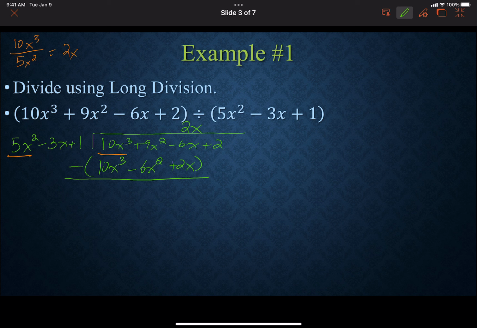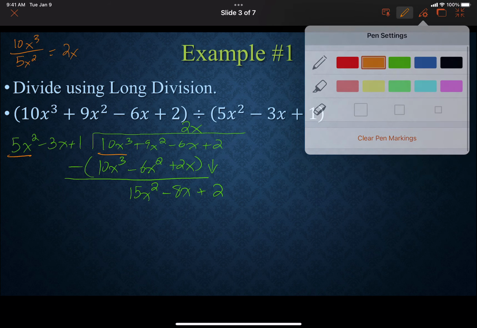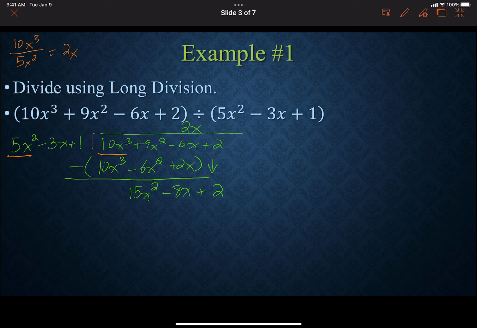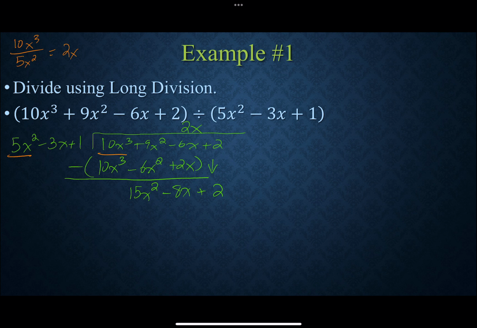Now, if you're careful with your subtraction, 10 minus 10 is 0. 9 minus negative 6 is a positive 15 because minus the negative. Negative 6 minus 2 is negative 8x, and then we carry down the 2. Be careful with your subtraction, and you'll be perfectly fine right there. If you think you might mess up the negatives, you're going to want to do what I'm going to suggest in the next problem, and I'll be doing that going forward.